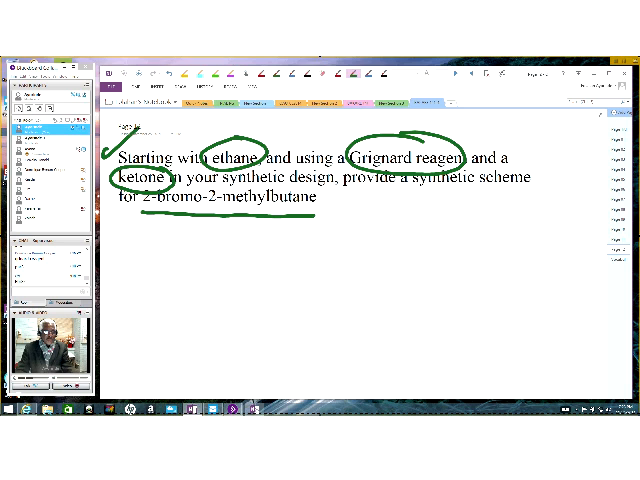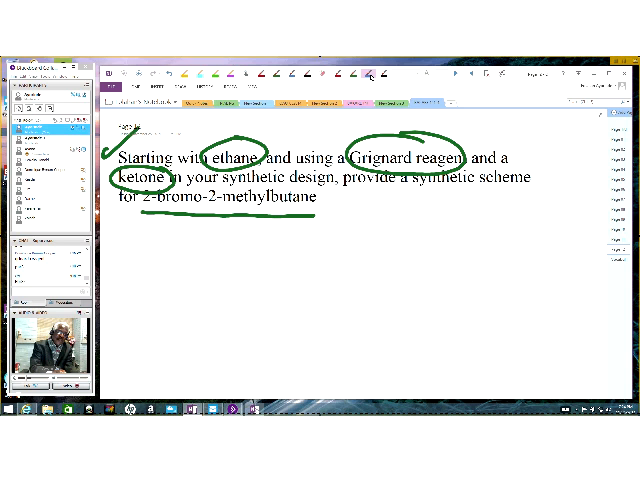This is a synthetic problem, okay? And this is what organic chemists do all the time. When you make new pharmaceutical drugs, you need to know the reagents that you need to use in order to make those drugs. Okay, so let us approach this problem here. The first thing we need to know is the structure of 2-bromo-2-methylbutane. Let us draw that.